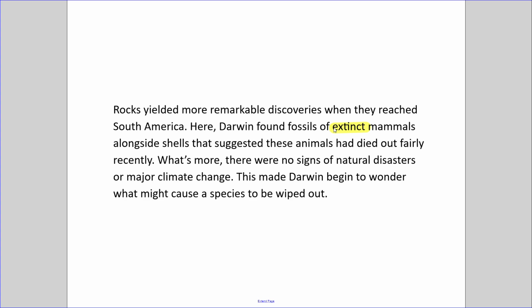So, what's more, there were no signs of natural disasters or major climate change. So, that might be one reason why a group of animals all might die out. It could be because maybe the volcanoes erupted and covered their houses. Maybe it's because there's been a drought and there's not enough water for them to drink, so they all die. But he couldn't see anything like that. And he's wondering, why would all of this type of animal all die out? So this made Darwin begin to wonder what might cause a species to be wiped out.